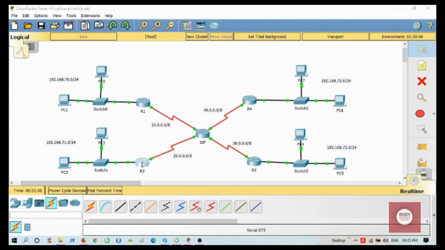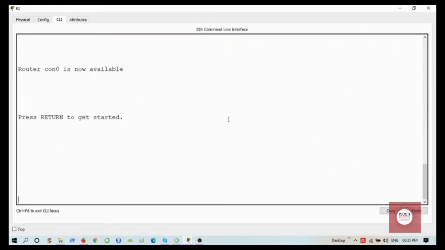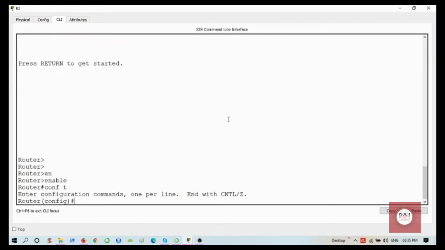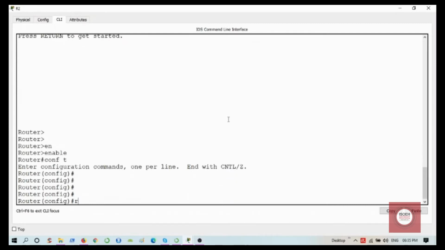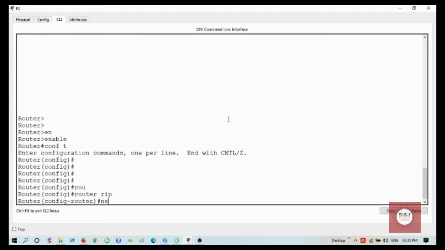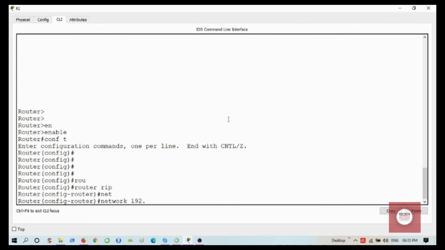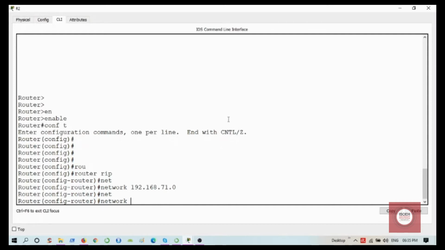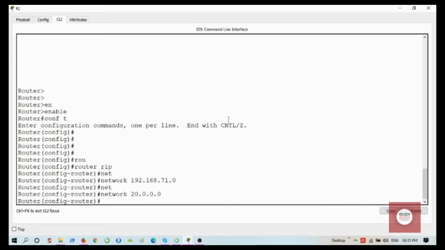Next let's go to router R2. Enable and do the same thing over there. So router rip and network, it is directly connected to this network 192.168.71.0 and also to the network represented by this IP address. Okay.